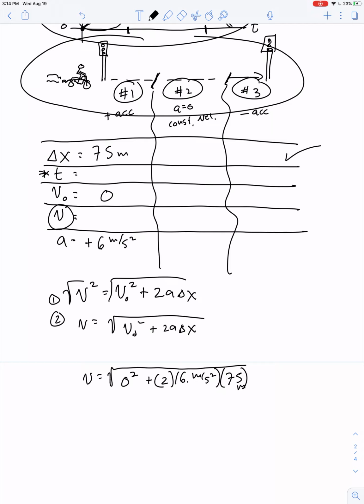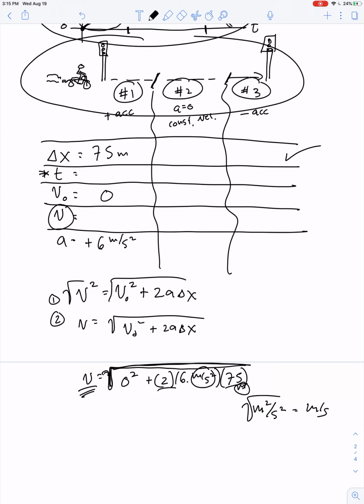Oops, I left out the units. Okay, so before we even do the numbers, let's just look at the units. A meter times a meter per second squared gives you a meter squared per second squared, but we are taking the square root of all of this, so that would give you meters per second, which is exactly what we expect. So we verified that the equation is dimensionally correct.